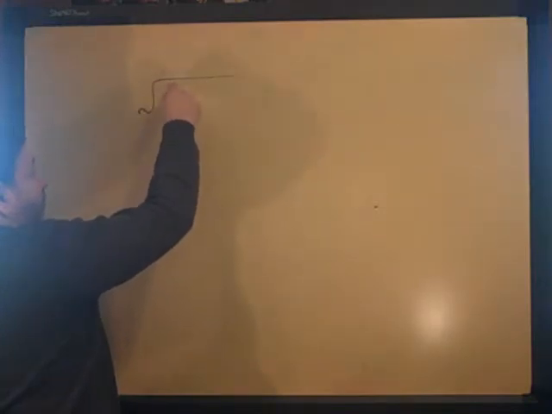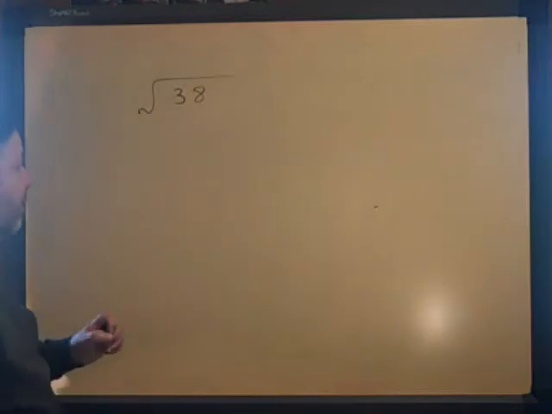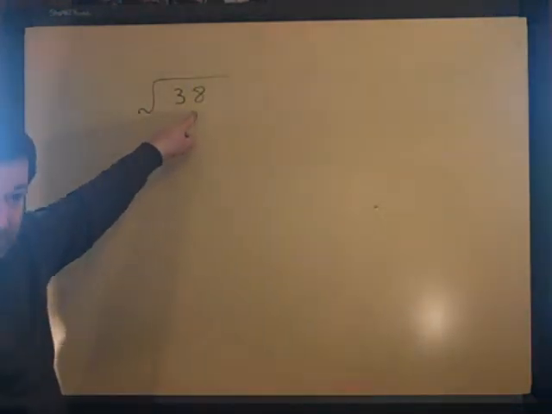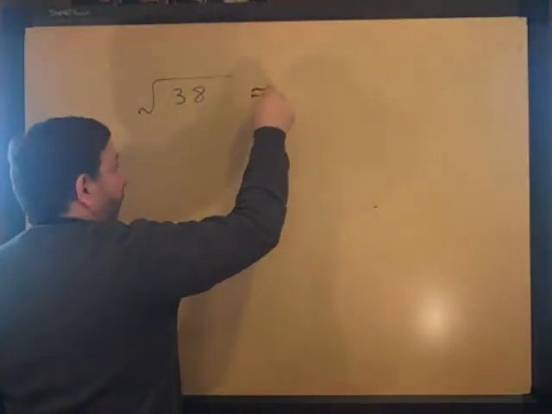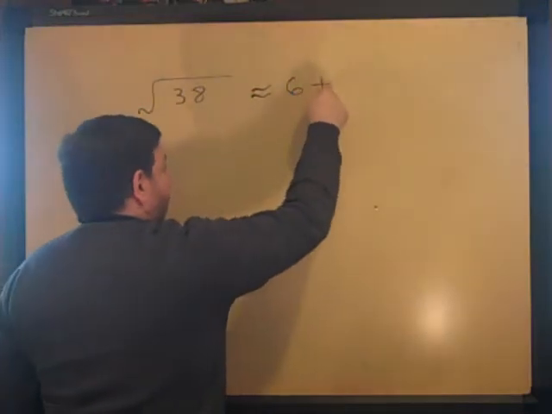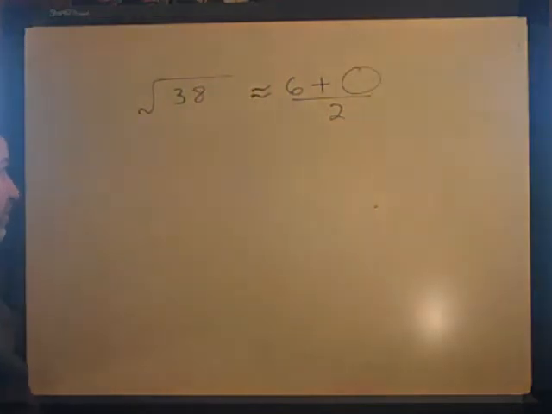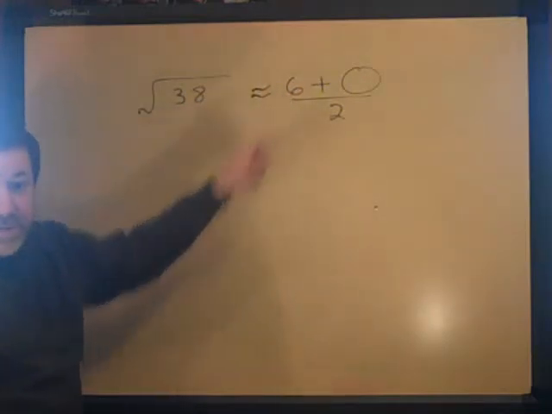We can approximate square root signs for square roots. What is the square root of 38? The number that's closest to 38 that I know the square root of is 36. And the square root of 36, that means approximately, is 6. I'm going to write down another number, and then I'm going to take the average of those two numbers.